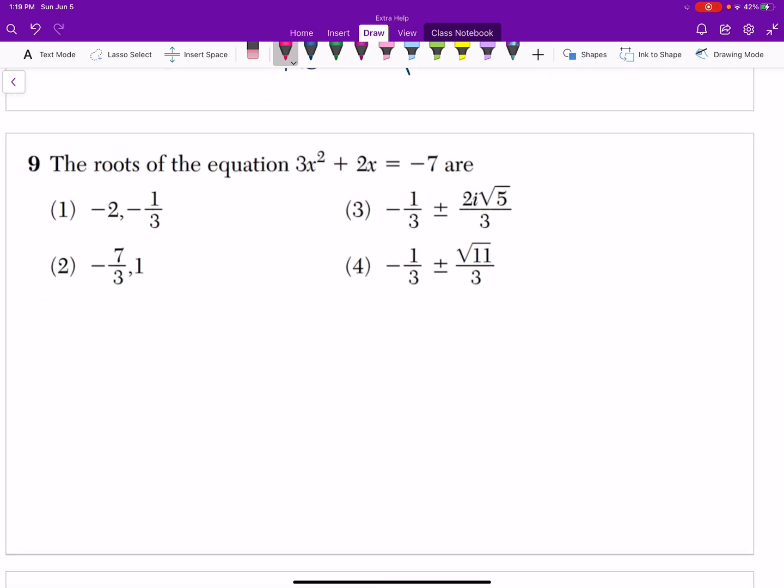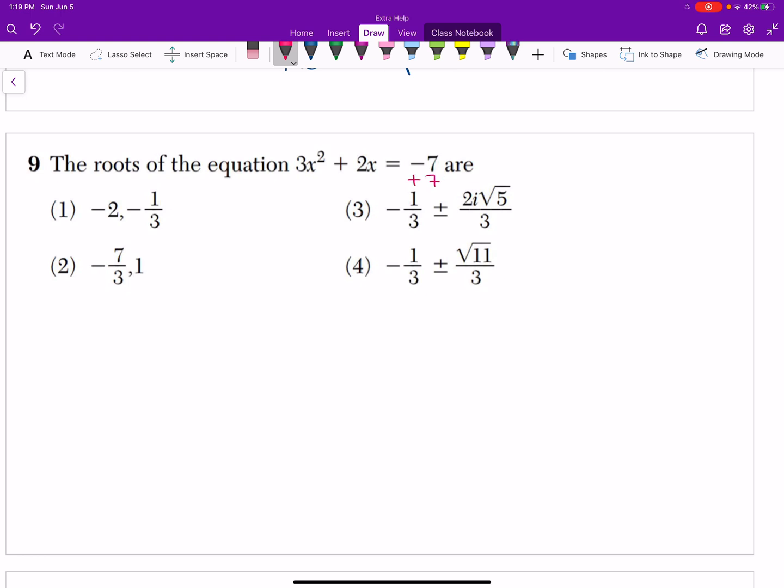Number 9, the roots of this equation are which of the following? Now, this is multiple choice. 2 of the answer choices are really not nice with radicals and i's in them. So because of that, I would not bother trying to factor. Instead, I would use my quadratic formula, which is on your reference sheet.